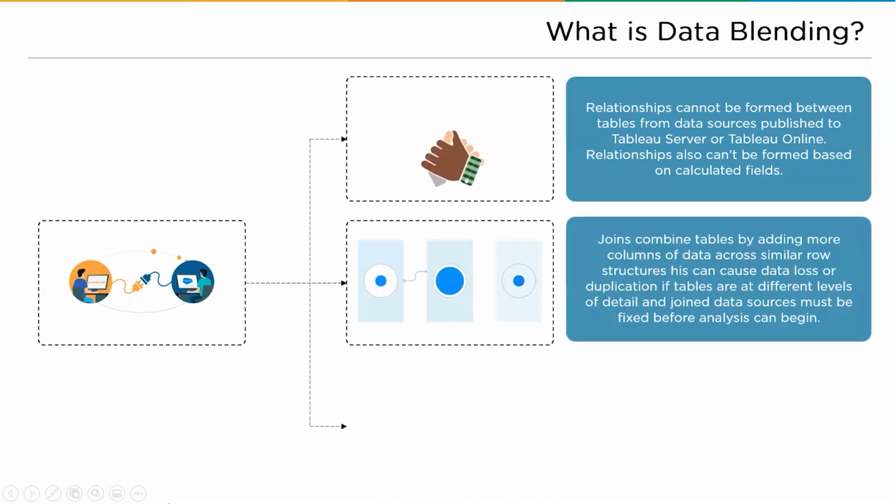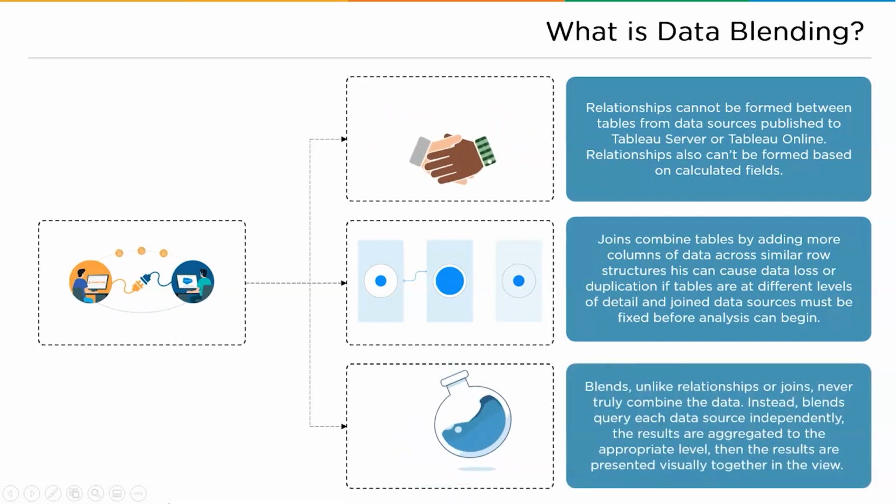Now the next thing is joins. Joins combine tables by adding more columns of data across similar row structures, and this can cause data loss or duplication. So when you use joins and create the relationship between multiple data sources or multiple tables, there is a chance that the data can be duplicated. Just imagine that you have two different tables, and the two different tables have one common field, such as ID. A student table has an ID and an employee table has an ID. If you use a join, then there are chances that you might get IDs of both employee and student. That's a duplication, right? So to avoid that, you can go with data blending.